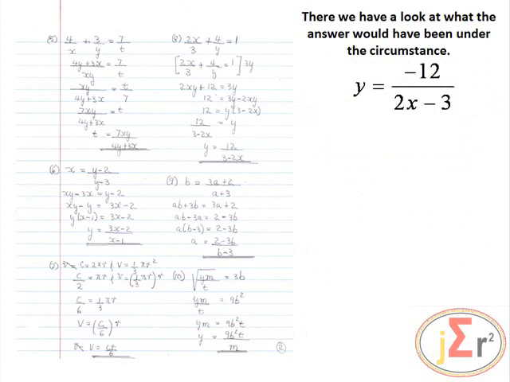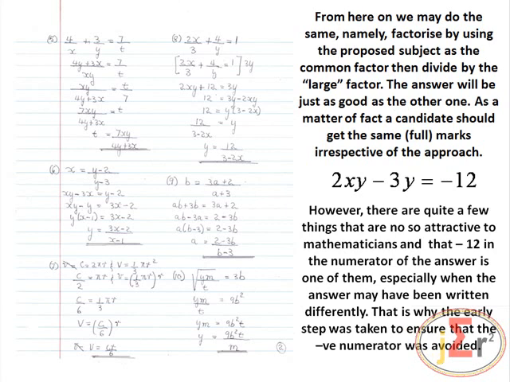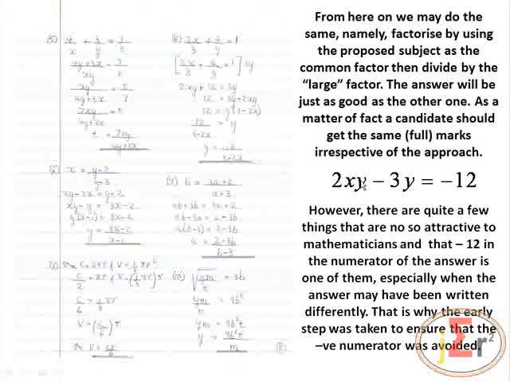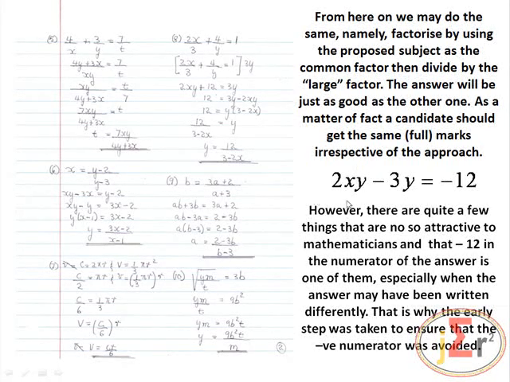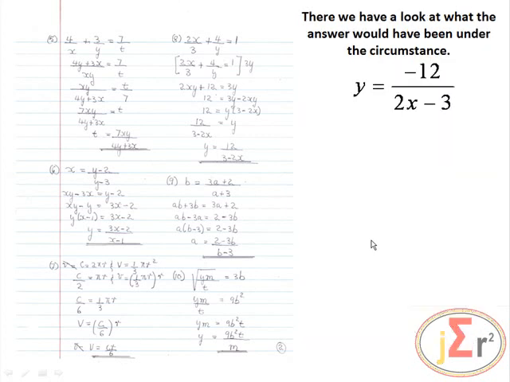There we have a look at what the answer would have been under the circumstance. Let's go again from over here. Over here, we will take the common factor of y, and then we will divide by 2x minus 3. There we have it. y is equal to negative 12 over 2x minus 3.